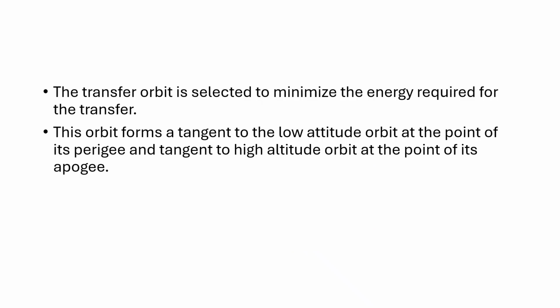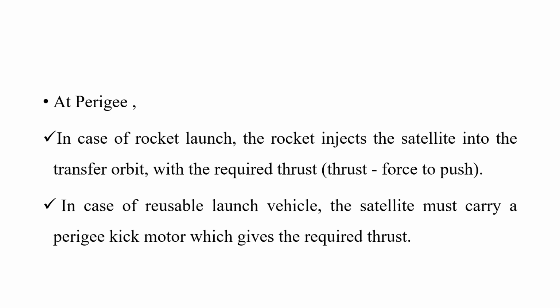Here the transfer orbit is selected to minimize the energy required for transfer, and the orbit forms a tangent to the low altitude orbit at the point of its perigee, and a tangent to the high altitude orbit at the point of its apogee. At perigee, in case of rocket launch, the rocket injects the satellites into the transfer orbit with the required thrust. In case of reusable launch vehicle, the satellite must carry a perigee kick motor which gives the required thrust.